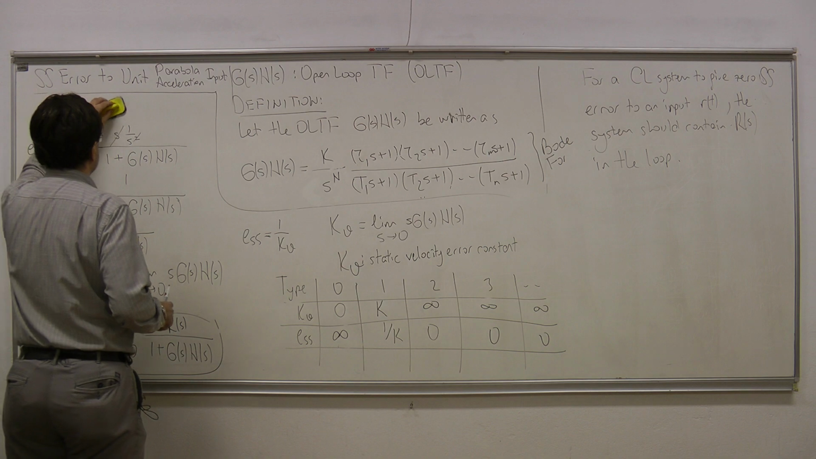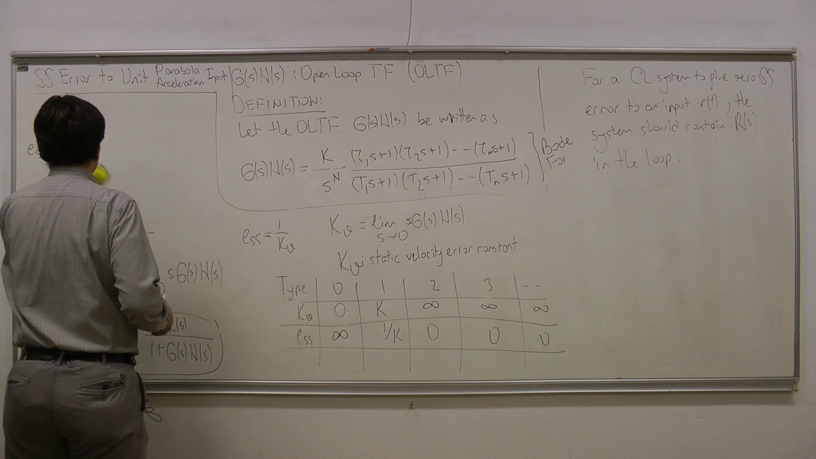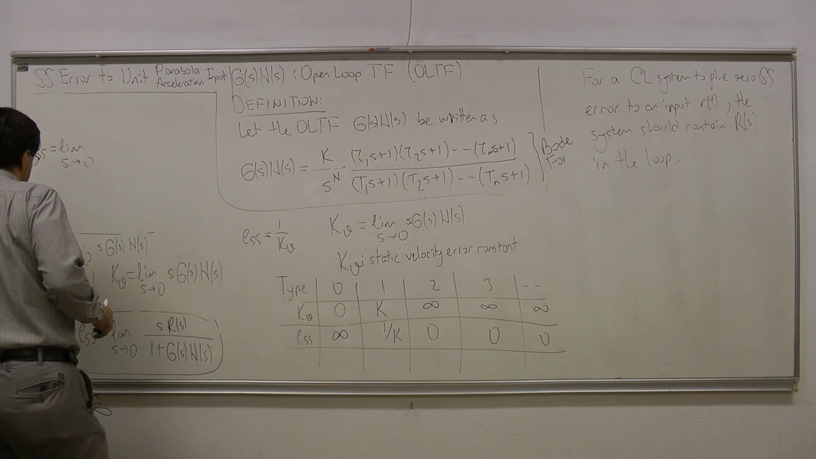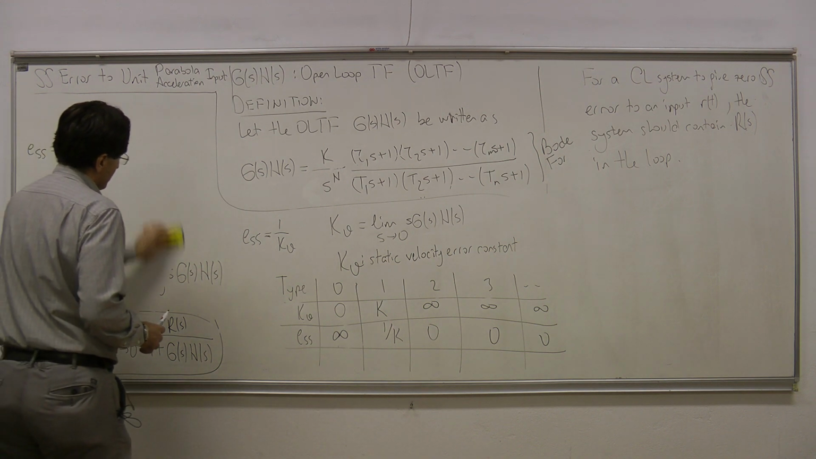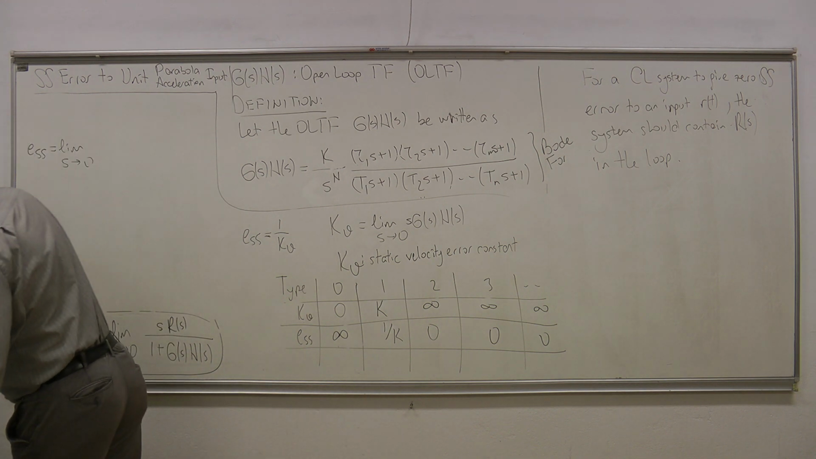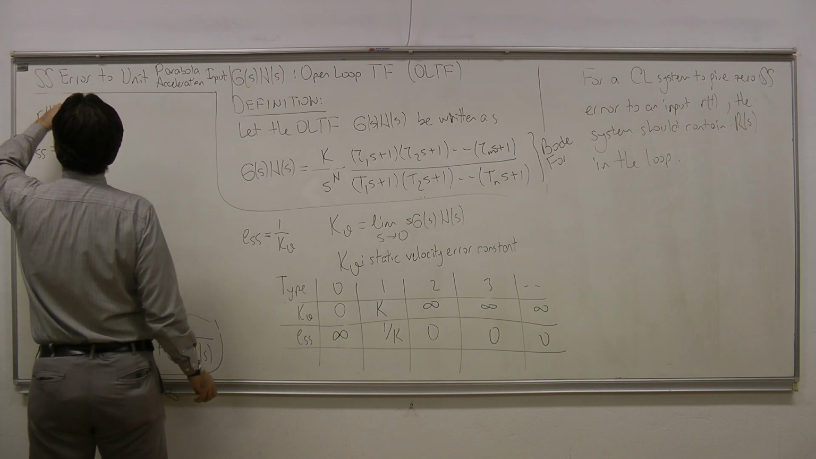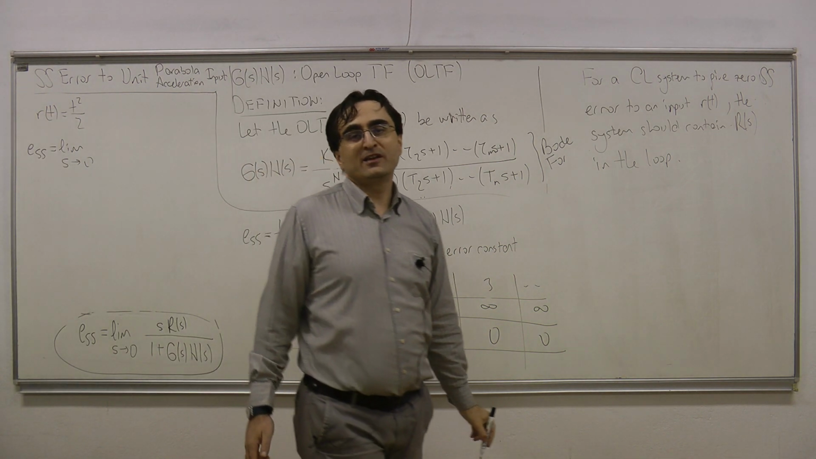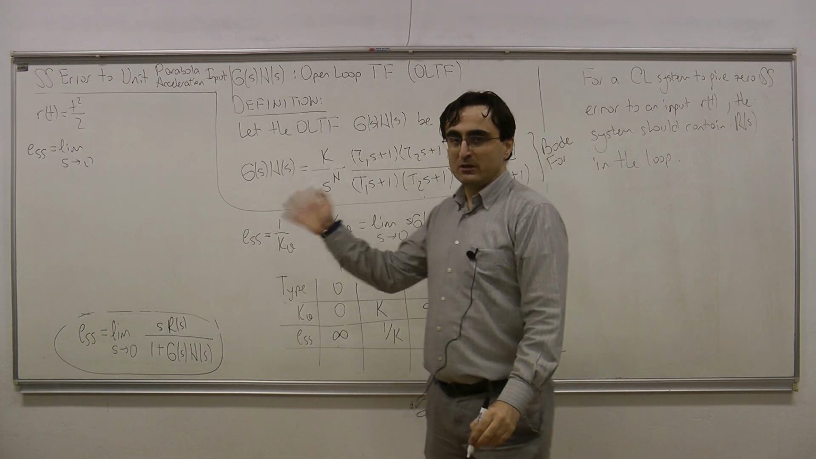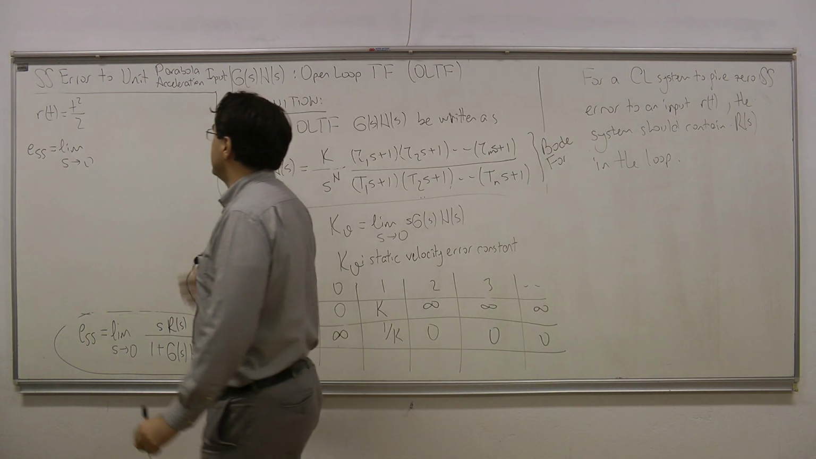Maybe I should erase these. Unit parabola input is this. R of t is equal to t squared over 2. Okay? It is not t squared, interestingly. I will explain why it's not t squared.